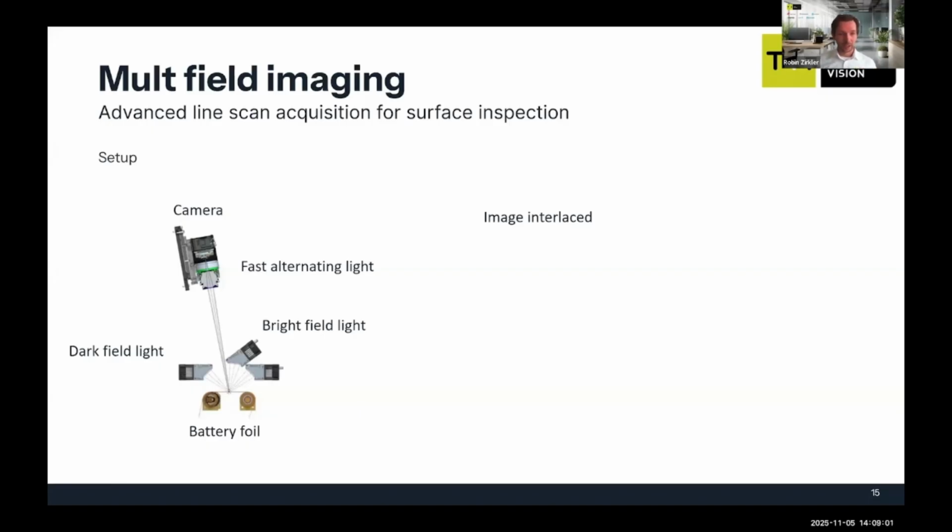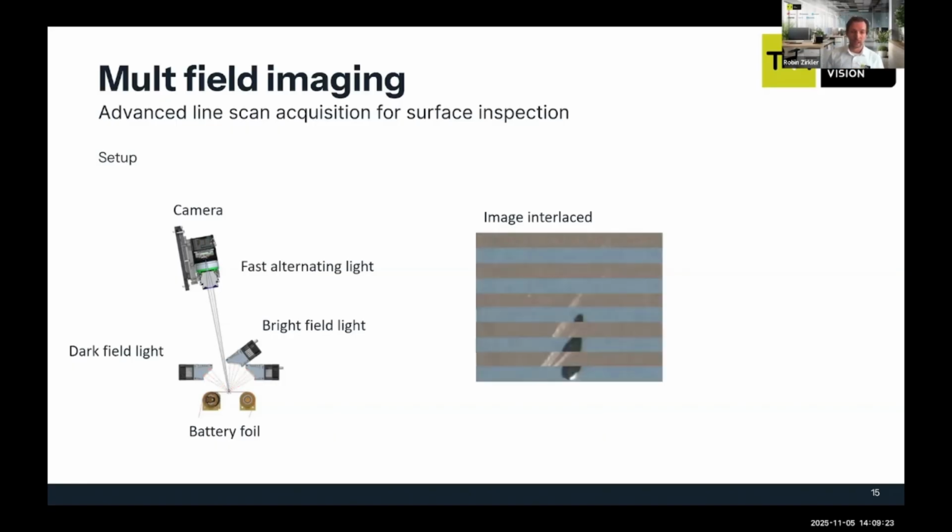This multi-field imaging allows us to flash or alternate the light, line synchronized, which means that we start with acquiring line 1 with a bright field illumination, then line 2 with a dark field illumination, and then in the next line, we continue with the bright field illumination. So we are capturing an object with 2 different light geometries in one pass.